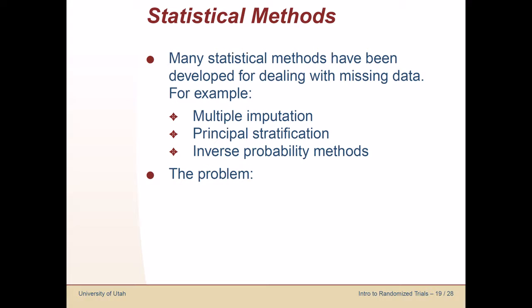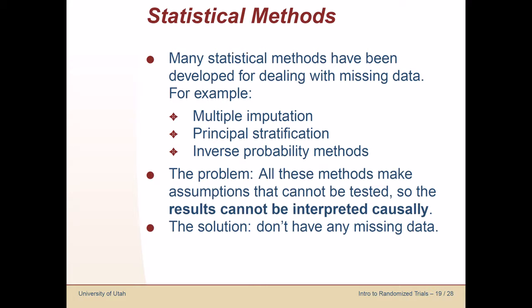Now, many have proposed statistical methods for dealing with missing data. For example, you may have heard of multiple imputation, principal stratification, or inverse probability methods. The problem with all of these and other methods for dealing with missing data is that they make assumptions that cannot be tested. So the results cannot be interpreted causally. So the only solution to all of this is don't have any missing data. Now, in some cases, this is extremely difficult or impossible, but you want to minimize as much as possible any missing data.